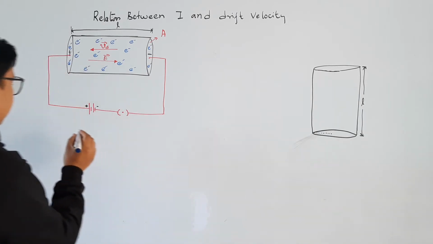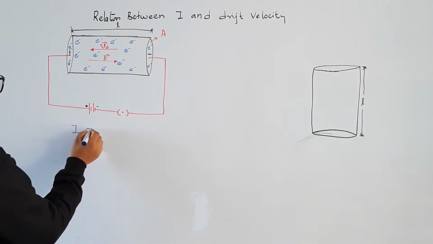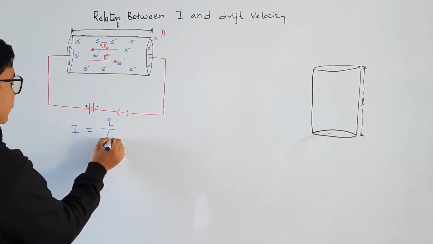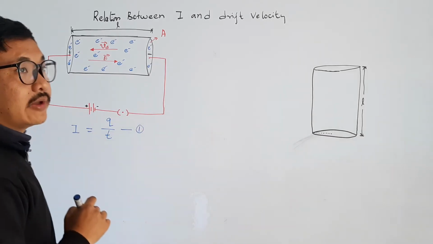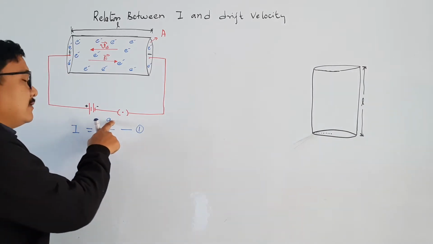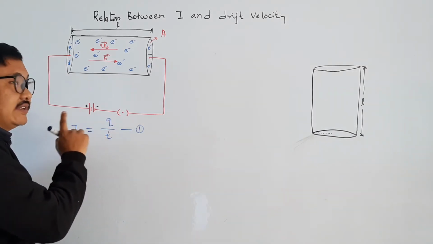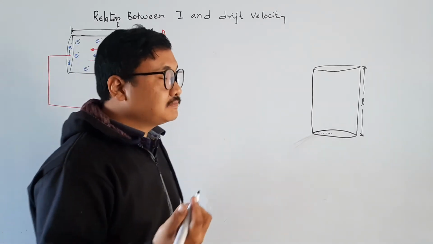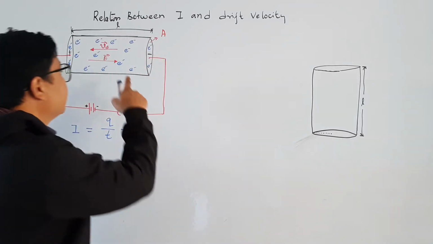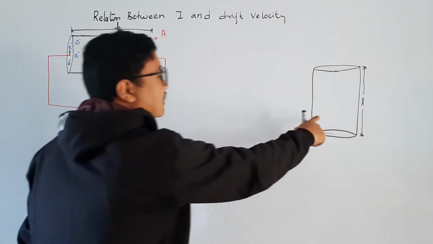We know that the current is I equal to Q divided by T. Let me write this as equation number 1. Our whole purpose here is to find the charge Q and the time T, and when we put these values in equation 1, we get the answer. To understand this concept, let us go to this diagram first.